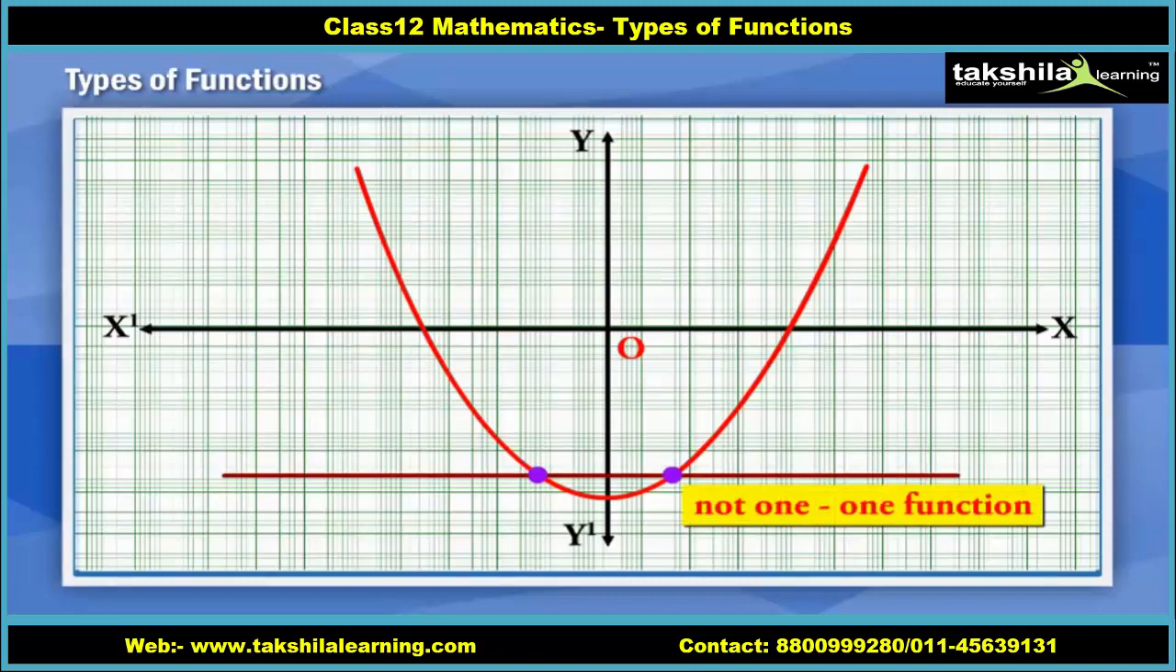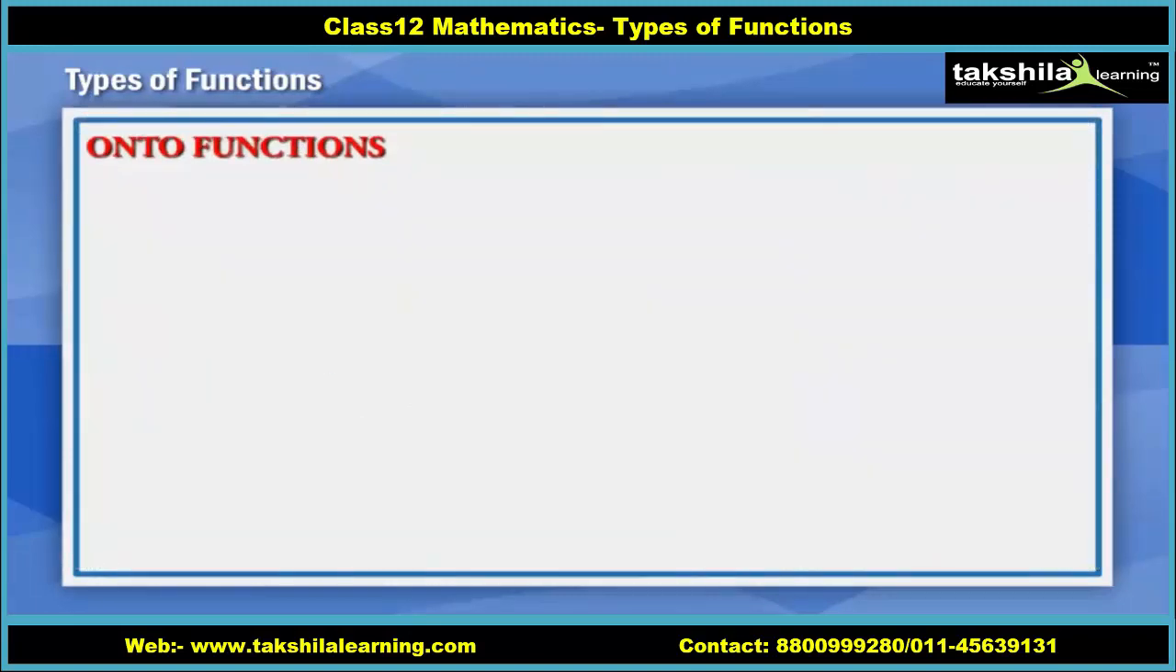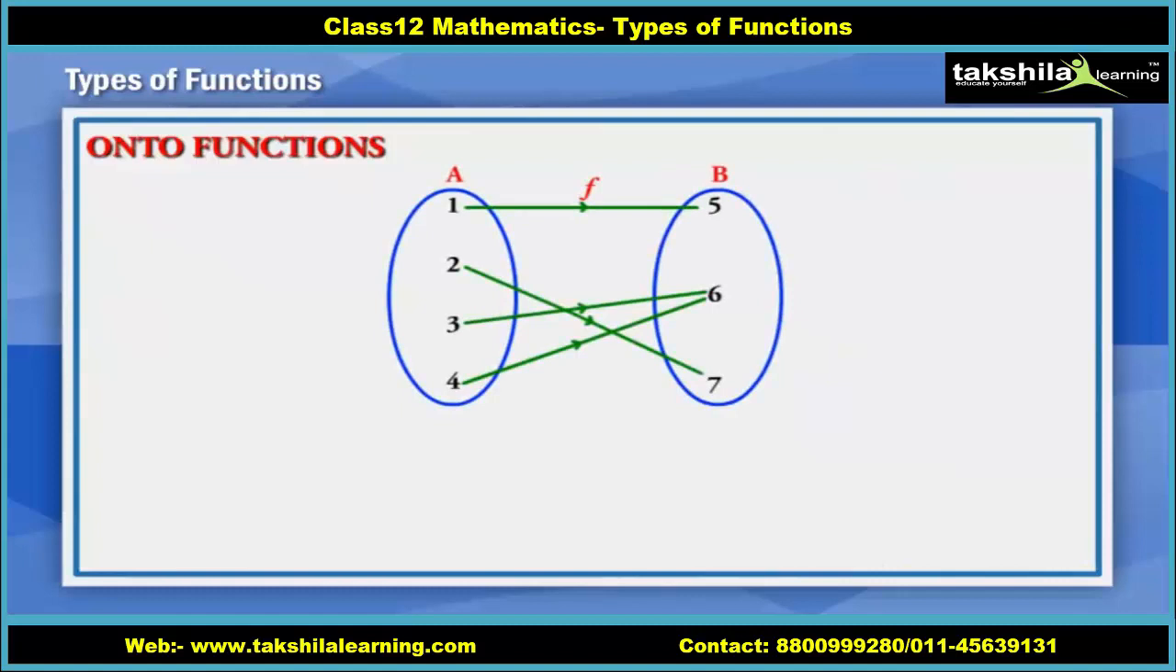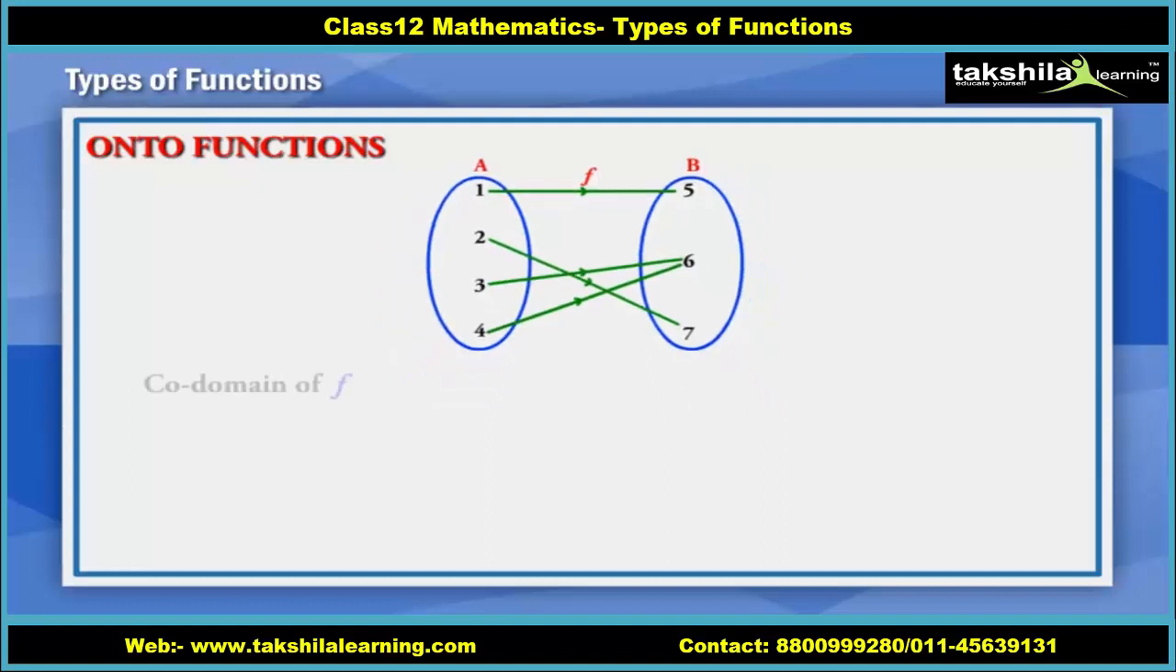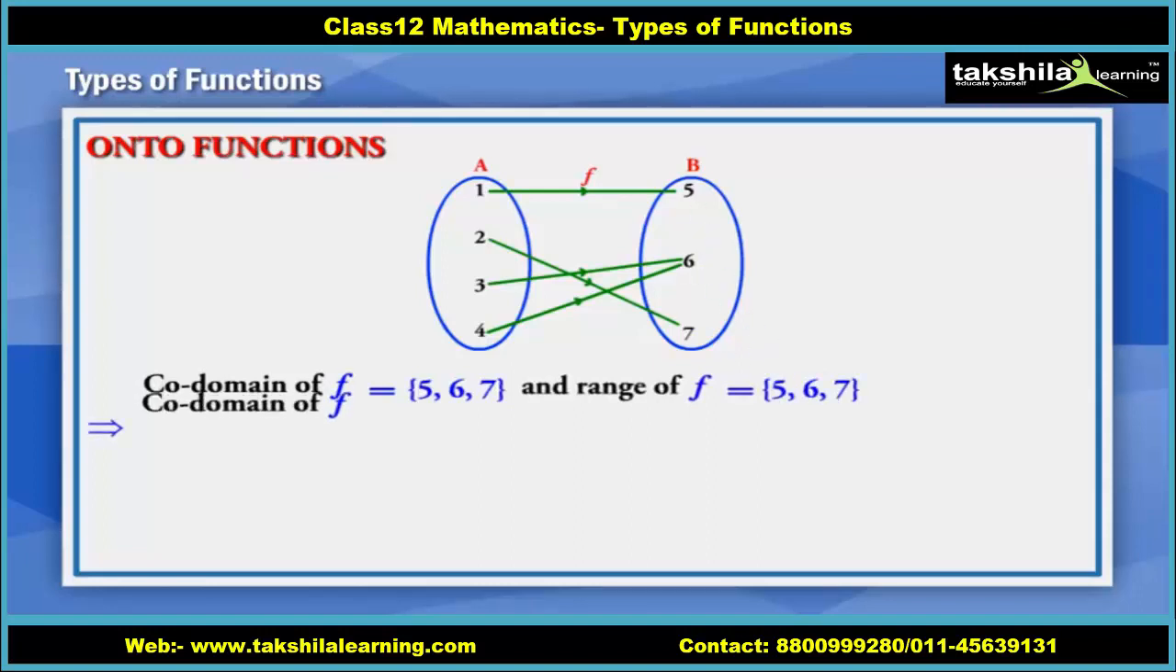Let us now discuss the onto function. Let's begin by considering the function f from A to B, which is shown here. From our previous discussion, we can find the codomain and domain of the function. The codomain of function f is set P with the elements 5, 6 and 7. And the range of the function is also the same set. It implies that the range of the function is equal to the codomain of the function. Such functions are known as onto functions.